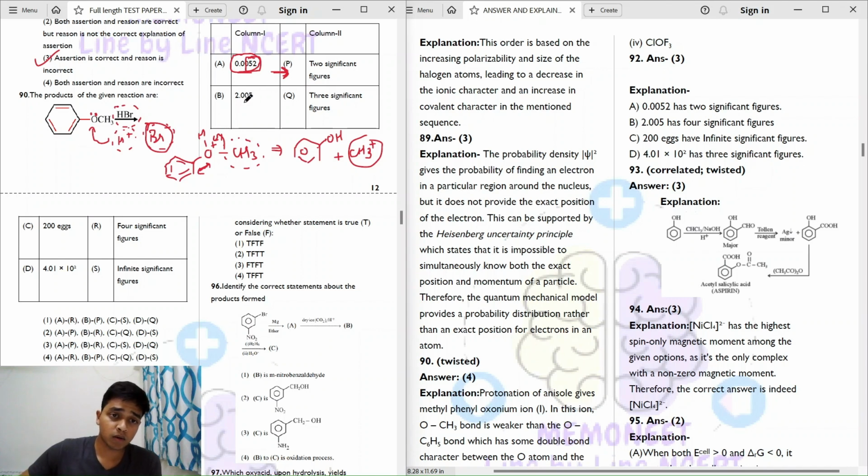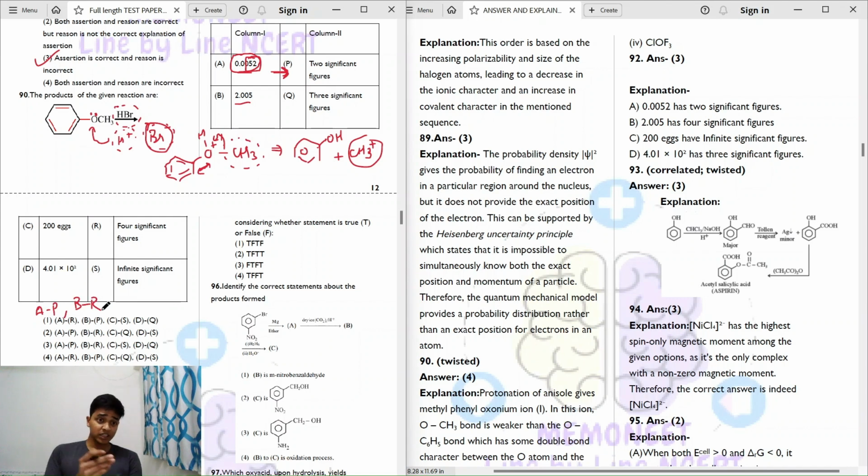Now if we talk about 2.005, the zeros which are present between two other numbers, when the zero is present between two natural numbers, those zeros are considered significant. So A will be matched to P, B will be matched to R. Okay, so let's just write it down. A will be matched to P, B will be matched to R.